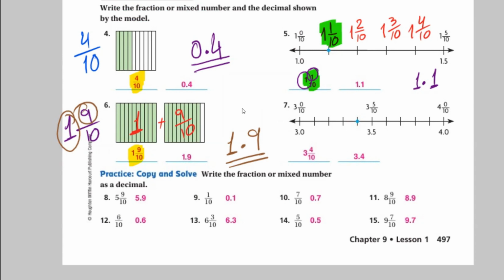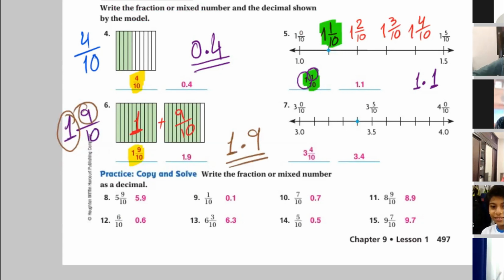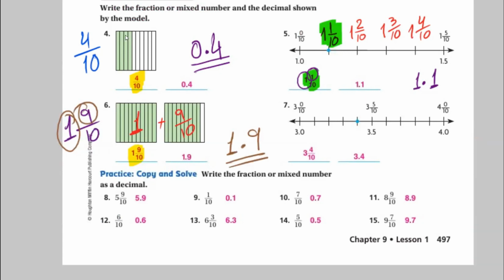Number 7, who can help here? Yusuf. Yusuf is here. Finally! Yes, because you are not raising your hand. Raise your hand and you'll answer.